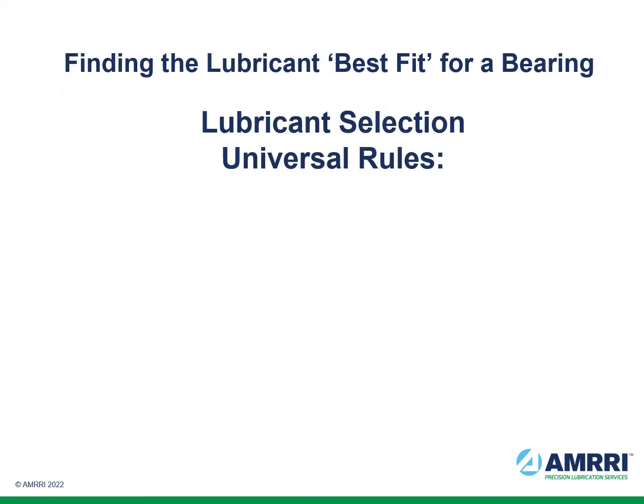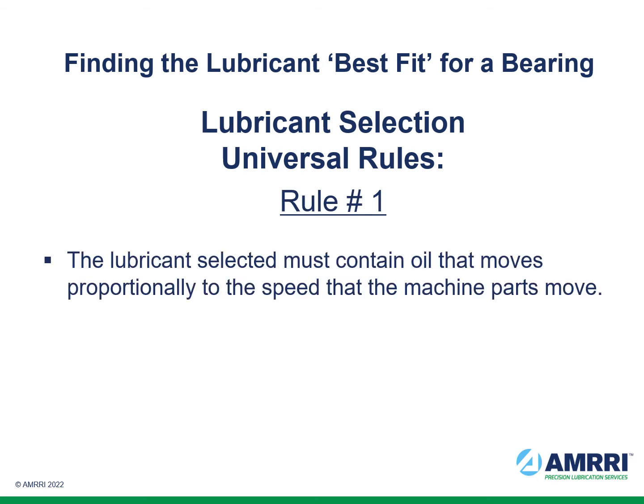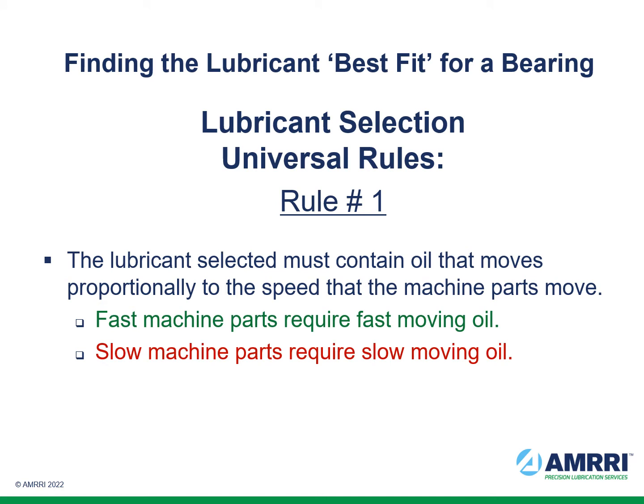At this point, I'd like to introduce you to the beginning of a handful of universal lubricant selection rules. Rule number one. The lubricant selected must contain oil, whether it's an oil or grease product that you're looking at, where that oil moves proportionally to the speed that the machine parts move. The machine that has fast-moving parts must have fast-moving oil. The machine that has slow-moving parts must have slow-moving oil.